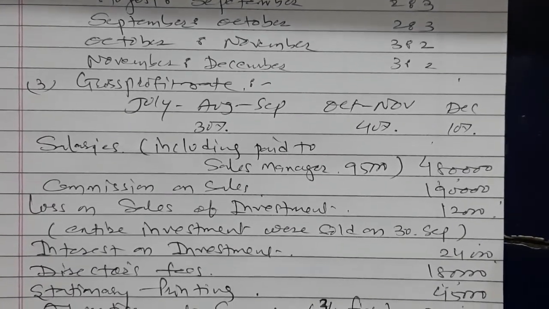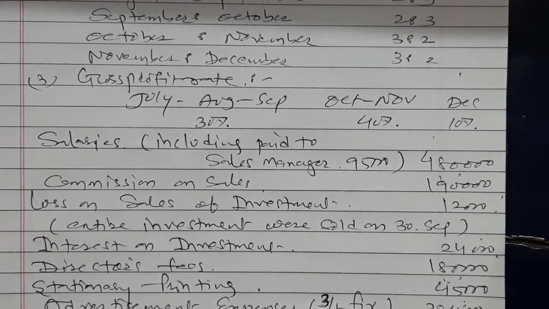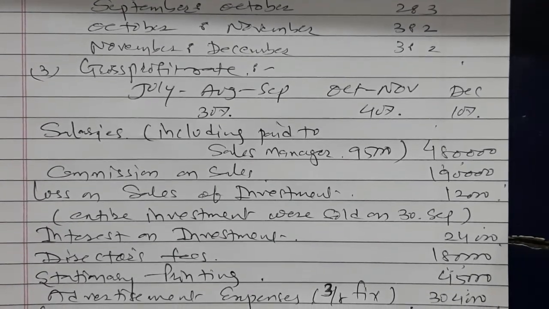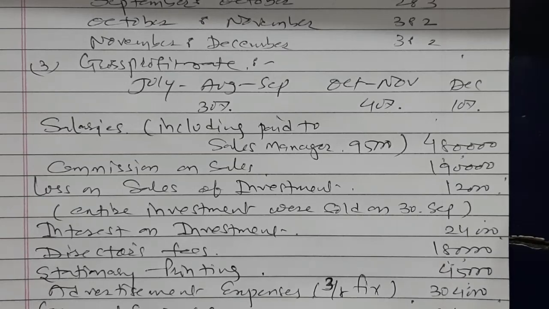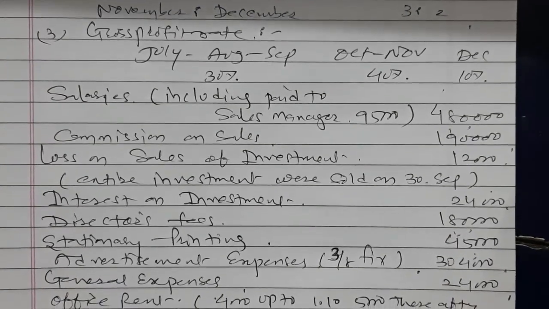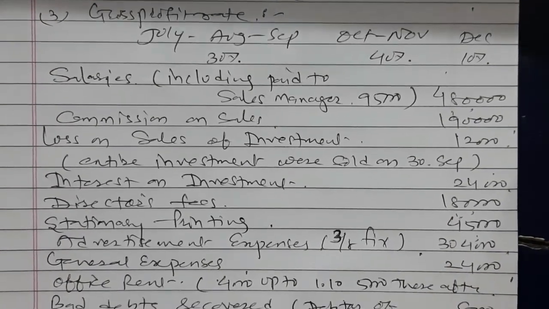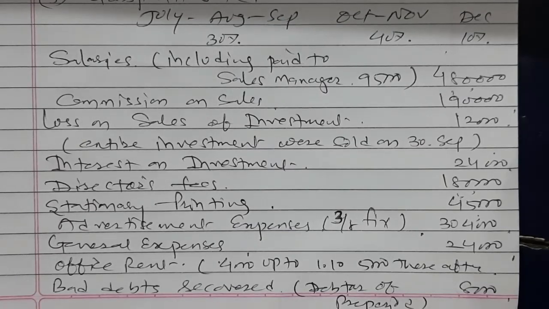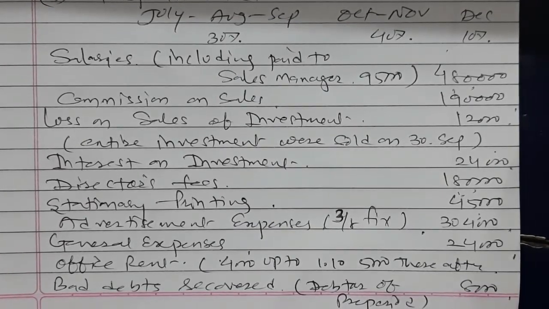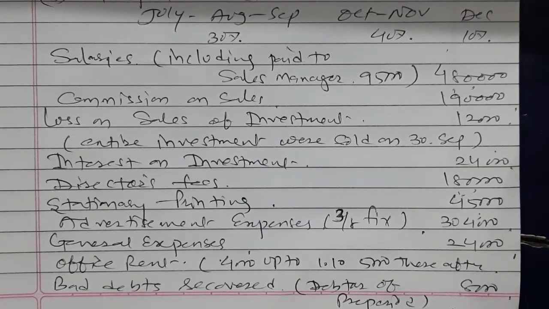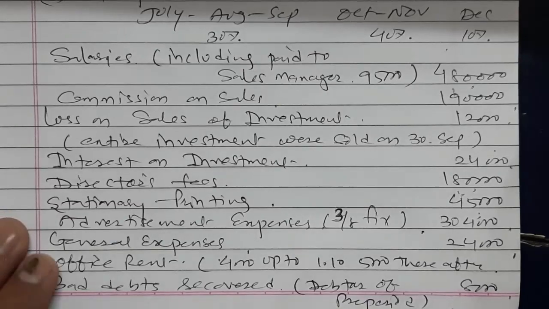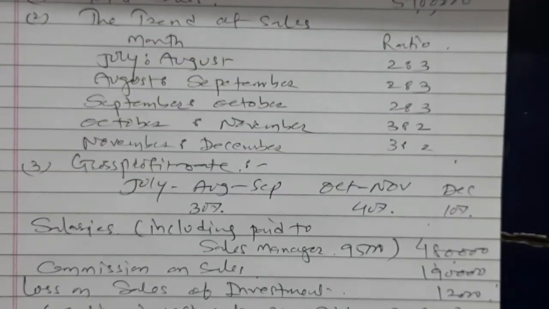Stationery printing 45,000. Advertisement expense 3/8 fixed 3,04,000. Journal expense 24,000. Office rent 4,000 up to 110, 5,000 thereafter, and bad debts required 8,000, debtors of pre-period. From this we have to prepare the.